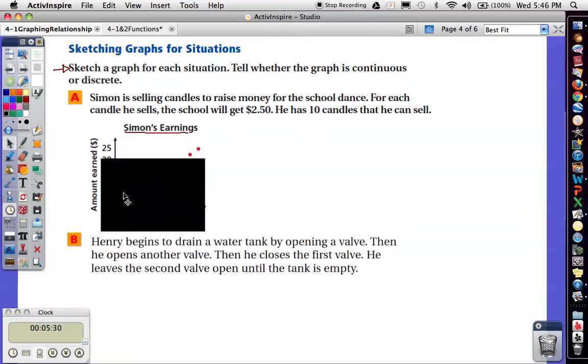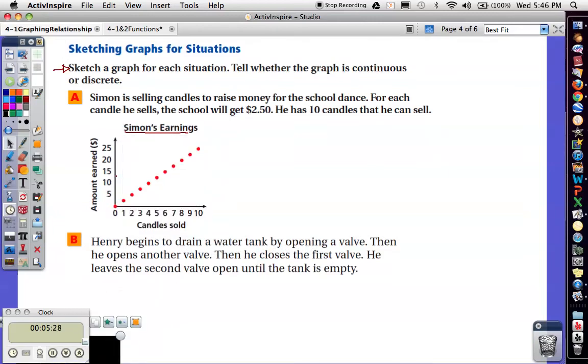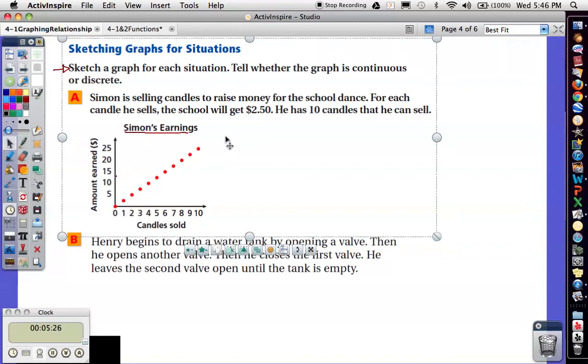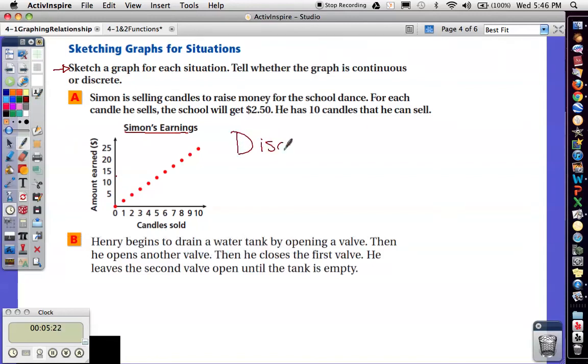All right, I'm going to get rid of this box here to cover up my graph. Hopefully you have a discrete graph here. He cannot sell part of a candle, and he cannot make all the amounts of money. He's going to make increments of money based off of the $2.50. So he can make $2.50, $5, $7.50, $10. There's no way he's going to make $11. Not exactly on the nose, right?